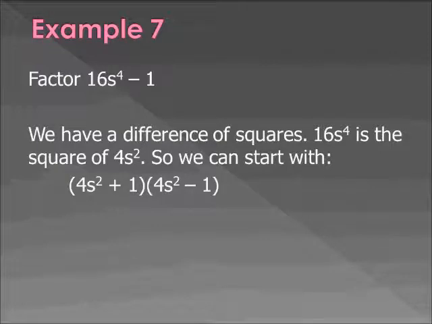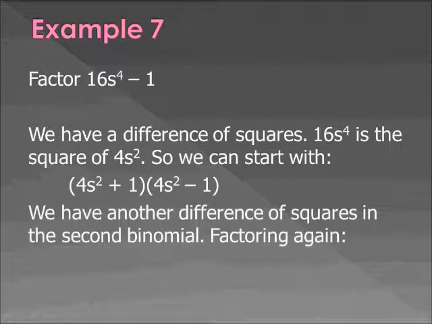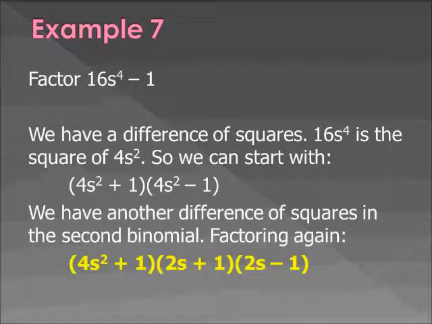Well, you're not done yet because the second polynomial here still is a difference of perfect squares. 4s squared is a perfect square of 2s, and 1 is still a perfect square of 1. So you're going to factor the second term a second time. So you're left with 4s squared plus 1 times 2s plus 1 times 2s minus 1. So just because you factor something once, don't assume you are done, because there might be further factorization that you need to complete.